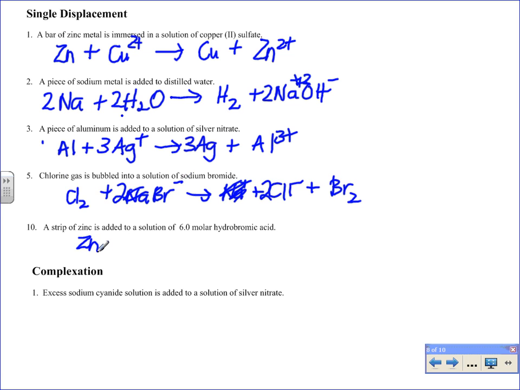Next one, a strip of zinc is added to hydrobromic acid. Hydrobromic acid is a strong acid, so I'm adding H plus here. With the metal reacting with acid, I'm going to get Zn2 plus, and I'm going to get hydrogen gas being produced, because the hydrogen is being displaced.